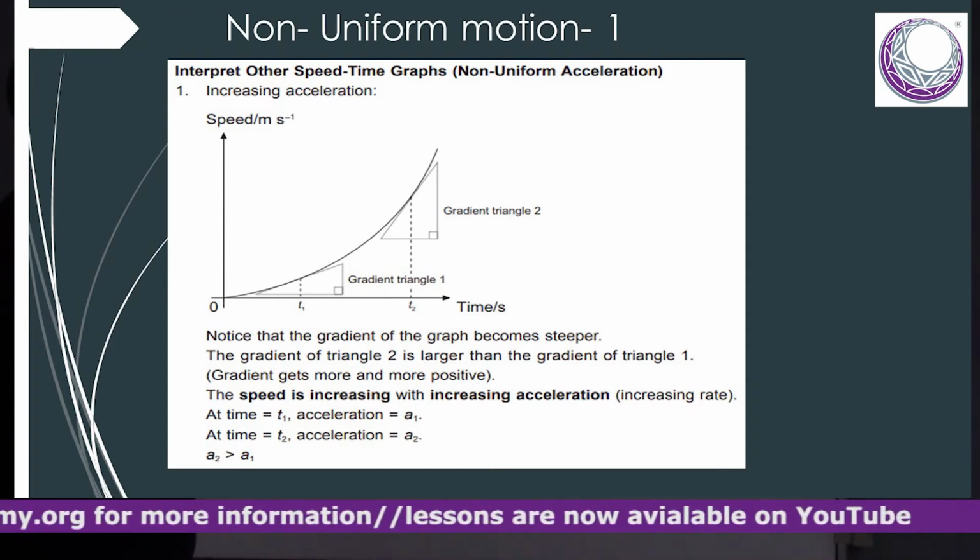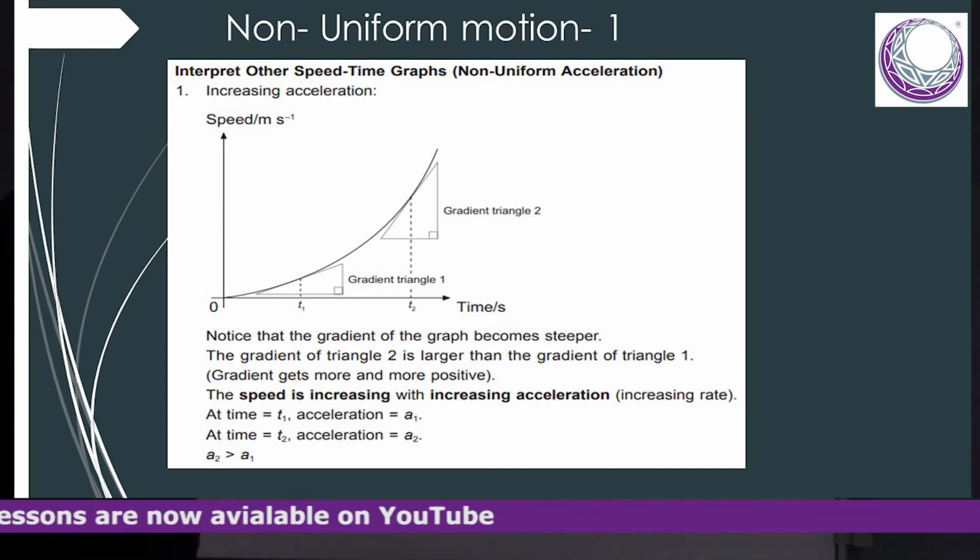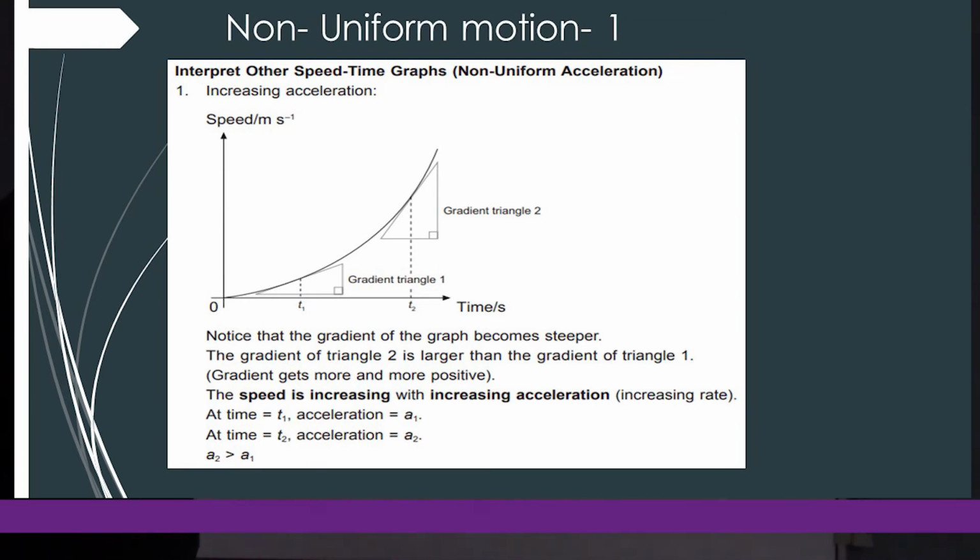In this case, this graph, which is curving upwards like what I'm highlighting here, is showing increasing acceleration. There's an increase in the acceleration of this object. Because when we calculate the gradient here, we get a lower value. It's not very steep. Remember, gradient is the steepness of this line or curve. It's a low gradient, low acceleration.